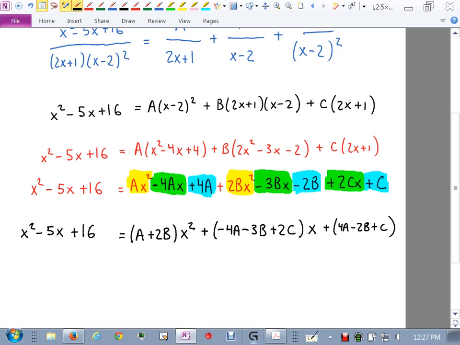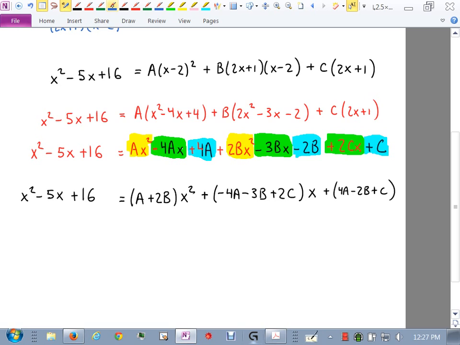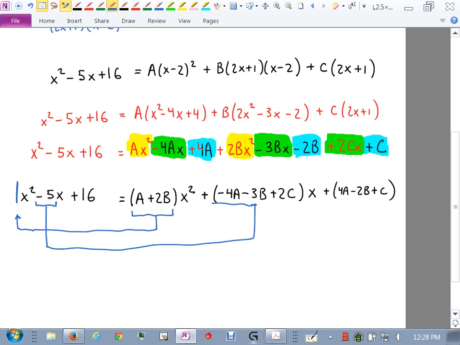And so now I'm going to match coefficients. That's really what I'm doing here. The number in front of x squared is what? It's 1, so I need this right here to be a 1. The number in front of x is negative 5. I need that to match up with this. And the number by itself is 16, which needs to match with this. Yeah? How many equations am I going to have? How many unknowns? 3.